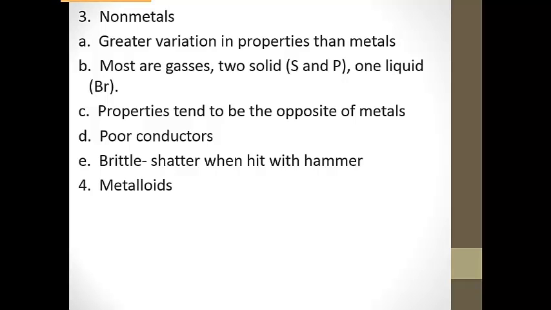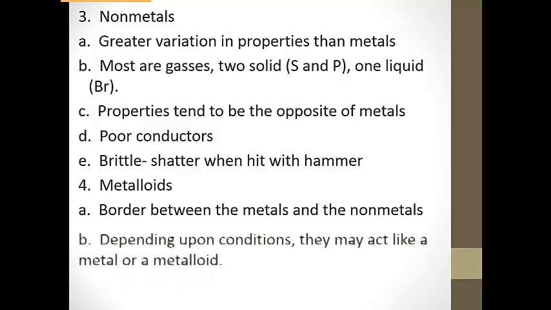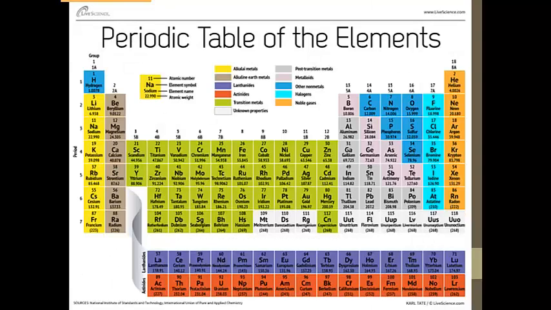We also have metalloids. That's our third class, and metalloids are a mixture of our metals and our nonmetals. They border the two groups, and so depending on the conditions, the temperature, the pressure, that element may act more like a metal or more like a nonmetal. So those are really hard to decide the behavior on because it really is controlled by the conditions they're in.